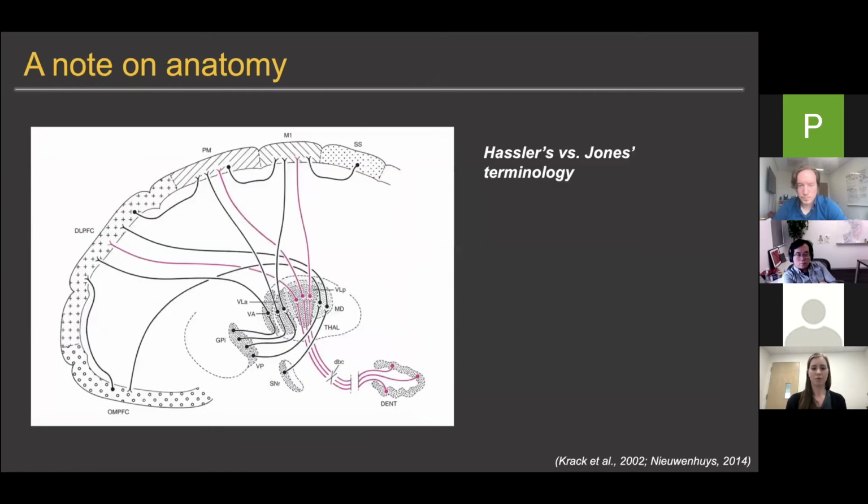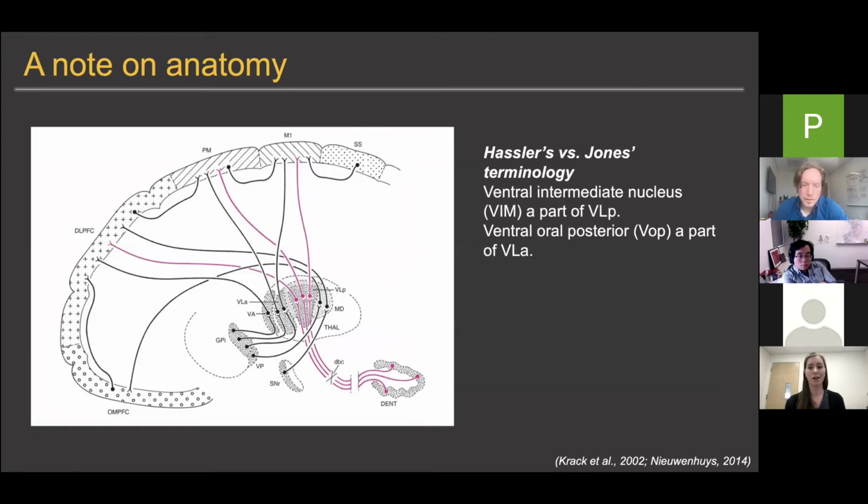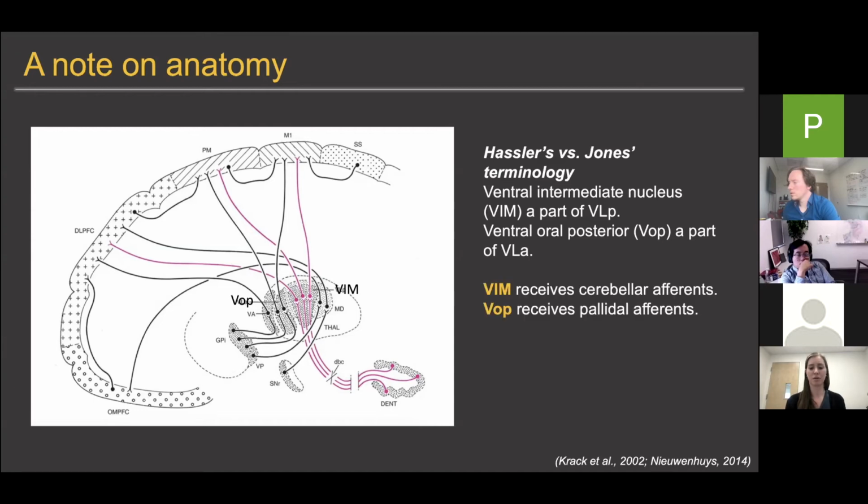Before I get into the results, I just want to share a quick note on anatomy, particularly because of our thalamic DBS group. I've mentioned that VIM was the target for implantation here. If you look in the literature, this is called different things depending on which atlas you're referring to. So VIM is also part of VLP. But I also want to mention a second nucleus, which is the ventral oral posterior nucleus, which is a part of VLA.